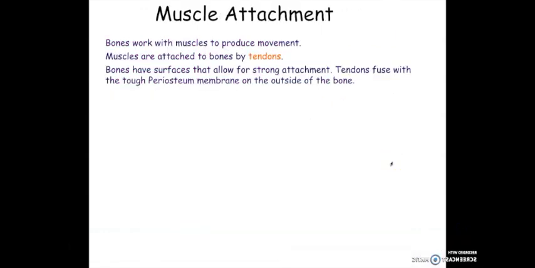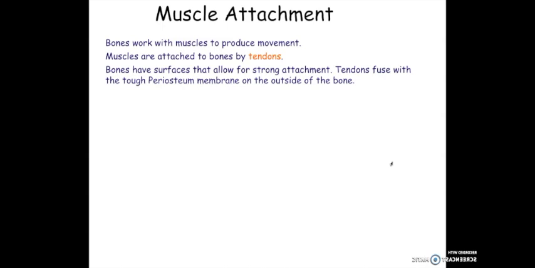Then the next reason is muscle attachment. The bones work with the muscles to produce movement. If we just had muscles, we wouldn't be able to move because we need the bones to move. And if we didn't have muscles, we wouldn't be able to move the bones. So obviously the bones and muscles are very important for each other and work together.